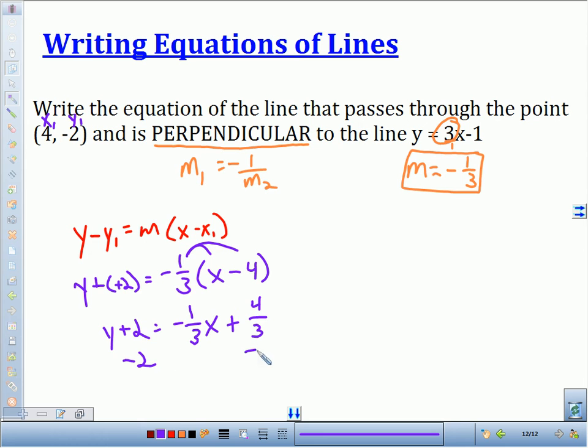I need to solve for y, so I subtract 2. Y equals, I have negative 1/3 x, hasn't changed. 4 over 3 minus 2, if I plugged it in the calculator, would give me negative 2/3. And again, I could change that to a decimal, but I don't want to. I'm going to leave negative 2/3 as negative 2/3. Means my equation is y equals negative 1/3 x minus 2/3.